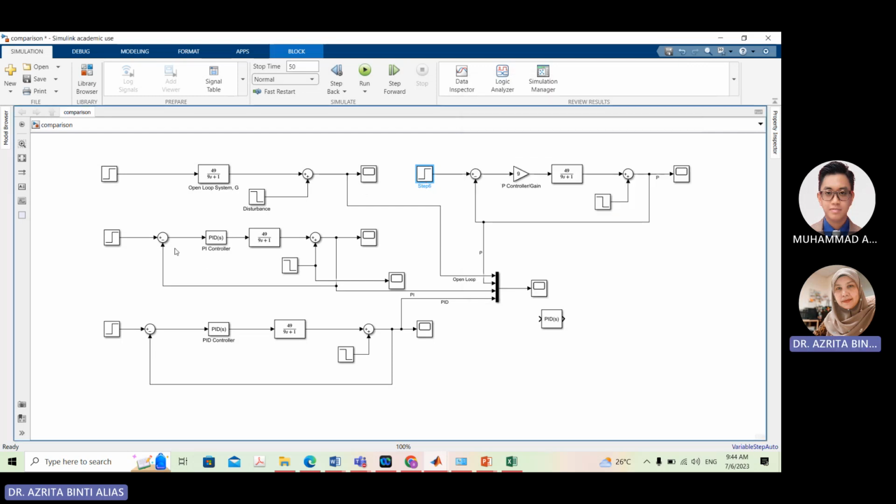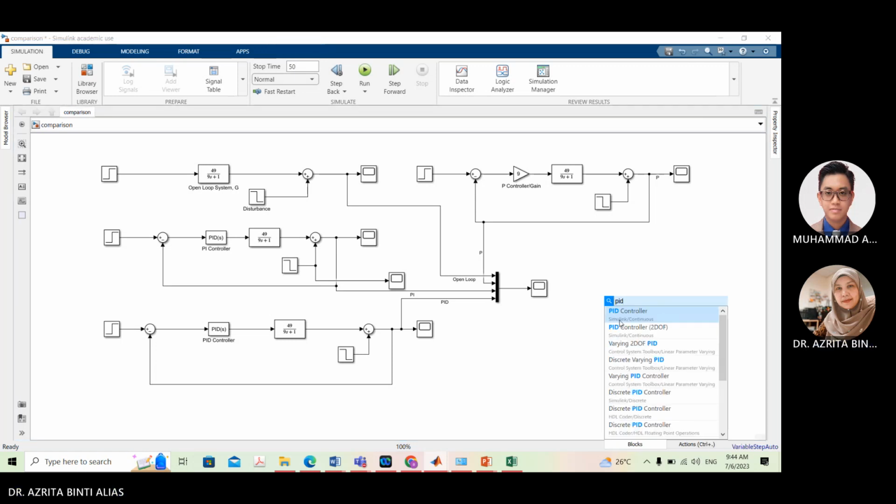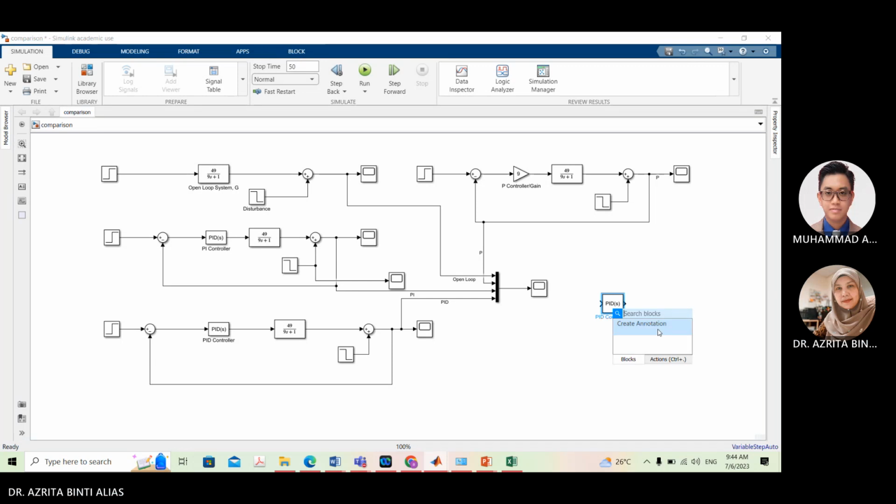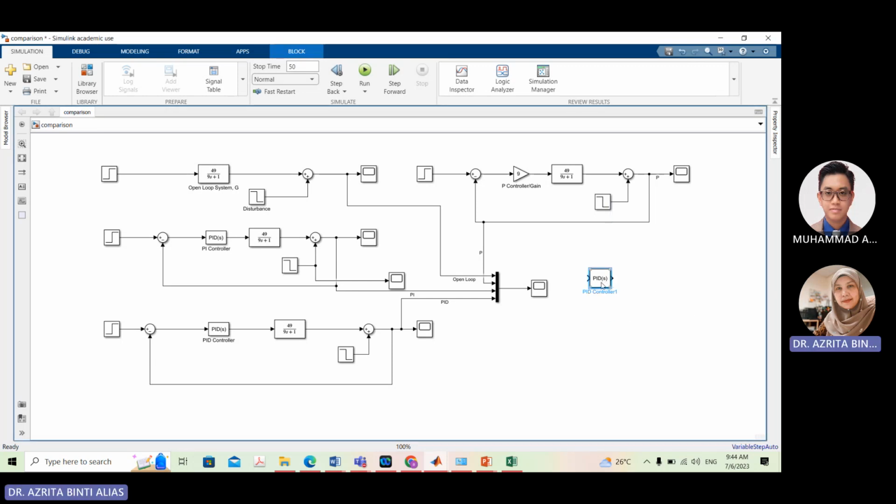And then repeat with the PI controller. The difference is only the controller here. So we just use the PID controller. You can just type PID and choose the PID controller.